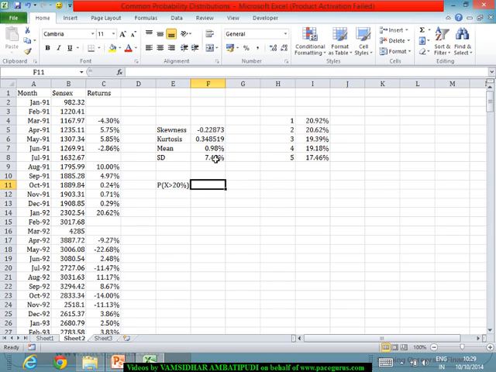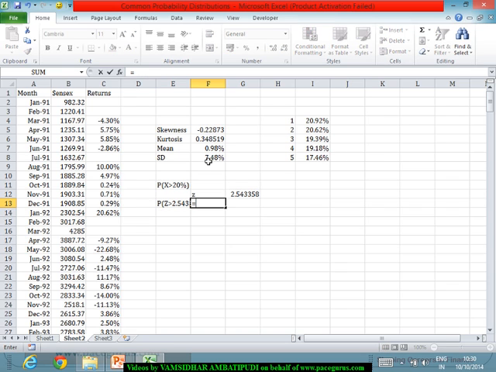So that is something which I can convert first into a standard normal variable. So the z value, which is my standard normal variable, can come out as x, which is 20%, minus mu, which is 0.98%, divided by sigma. So z is 2.54. It's as good as now saying what is the probability that z is greater than 2.54. So both of them are one and the same.